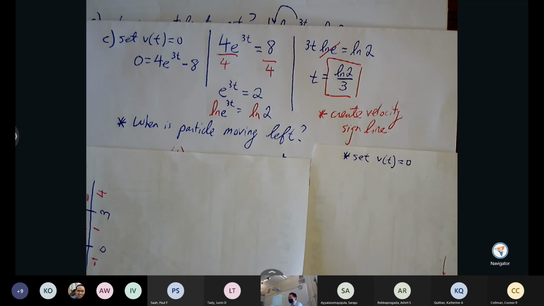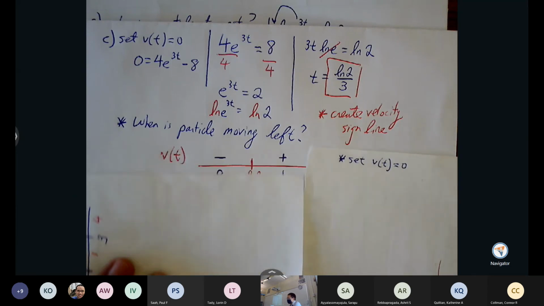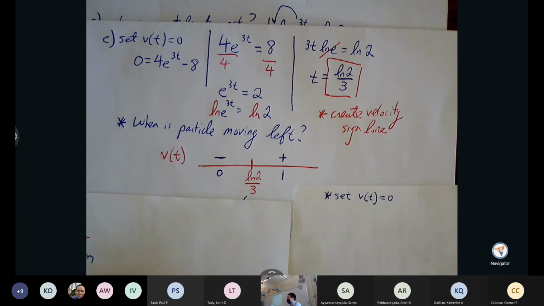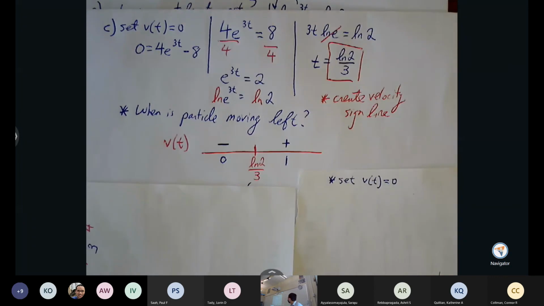Instead of slope 0, we say velocity 0. And then instead of rising and falling, we're calling it negative, moving left or moving right. So it's the same process as your first derivative test. It's just we called it a different context. Okay, so we're going to test either side of our critical point.